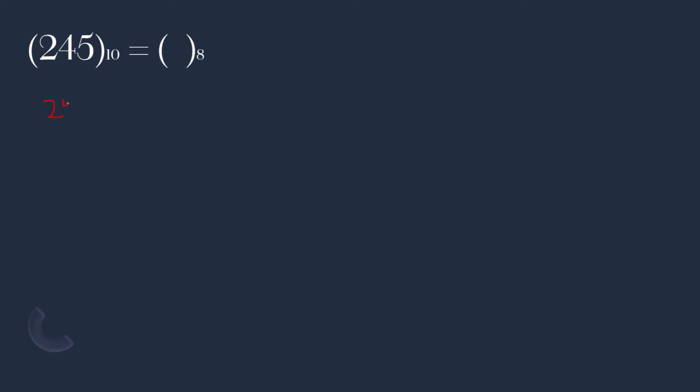Let's do 245, same thing. 245 divided by 8. What is that value? 245 divided by 8 is 30.625. We only care about the whole number. So what is the remaining value? 245 minus 30 times 8 equals, the remainder is 5.